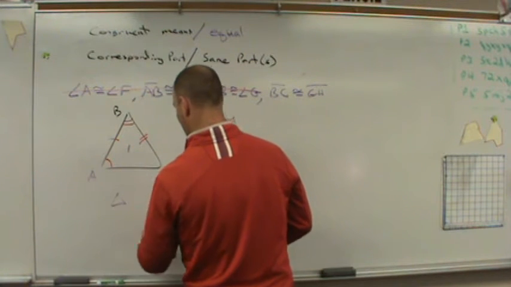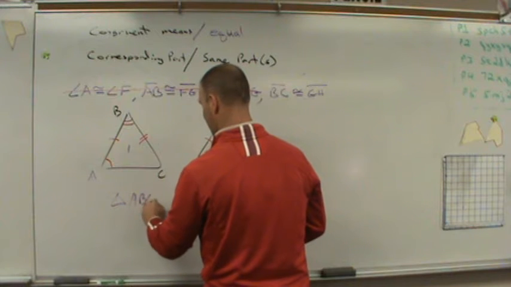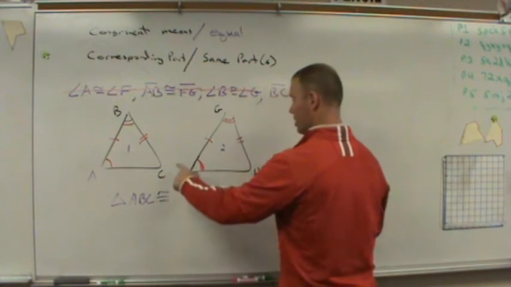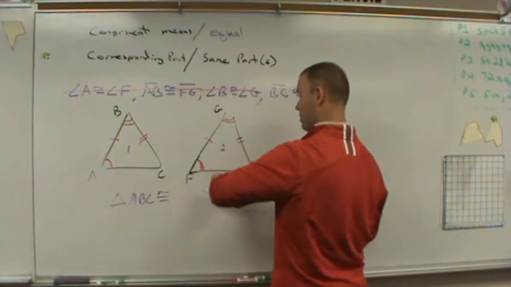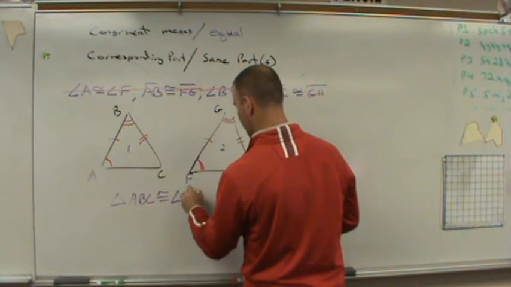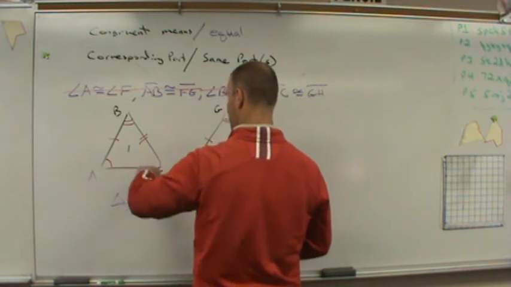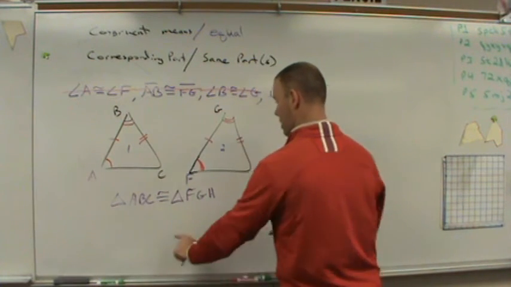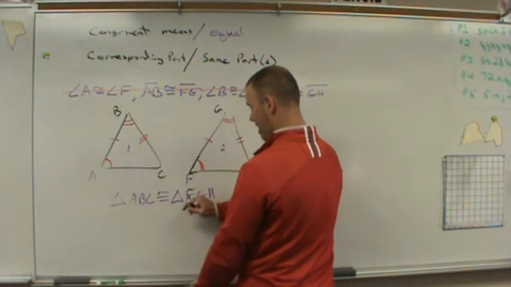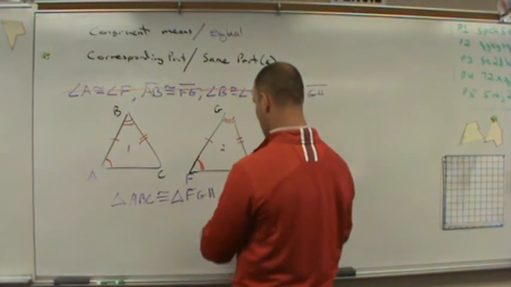All I'm doing is saying one triangle, and I'll just go ABC, is congruent to, I have to say the same for triangle number 2. Triangle F, not P, F, G, H. Notice I went left top to right. I have to go left top to right. So when I look at this, I know A and F are the same. They're corresponding. B and G are, and C and H are corresponding.